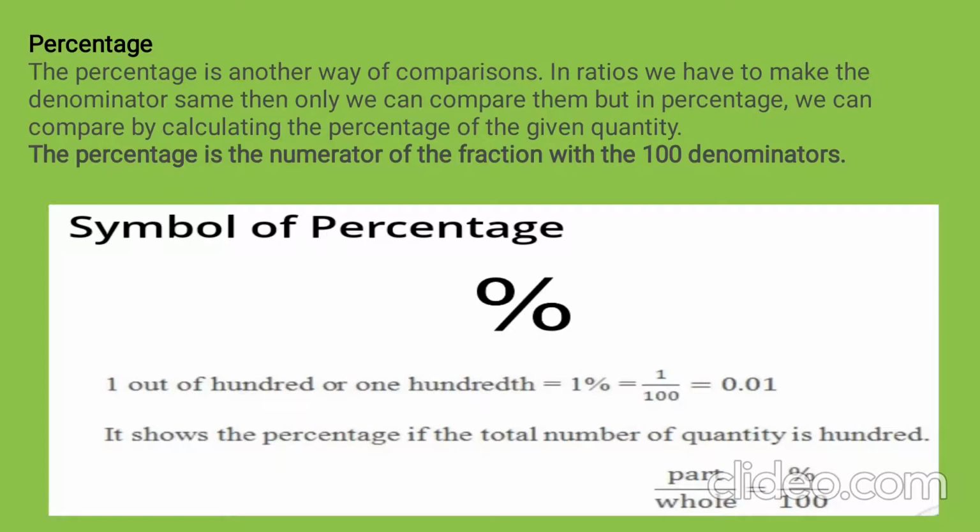Percentage. The percentage is another way of comparison. In ratios, we have to make the denominator the same, then only we can compare them, but in percentage, we can compare by calculating the percentage of the given quantity. The percentage is the numerator of the fraction with 100 as the denominator.